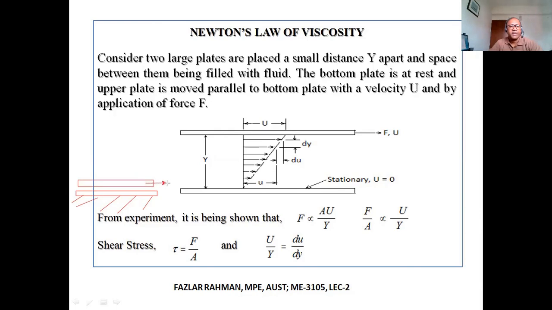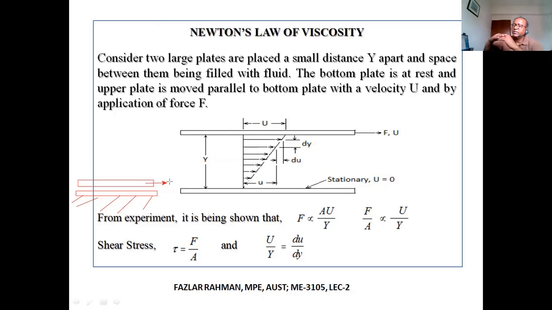So what does it mean? Obviously, there is a fixed plate, on top of the fixed plate you have some fluid, then you try to move the one plate with a certain velocity. So obviously you need some force. Without force, the plate will not move. If you like to move faster, you need more force, right?